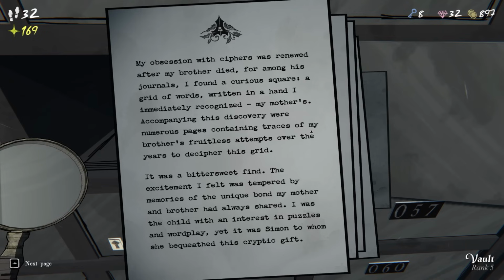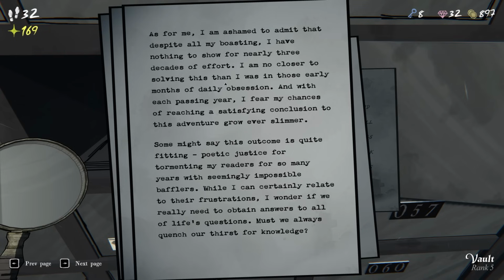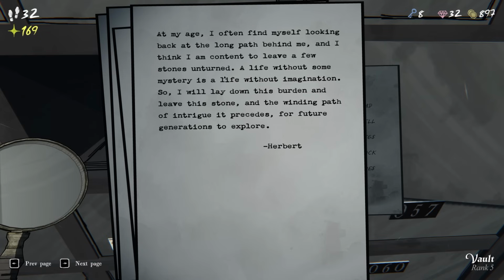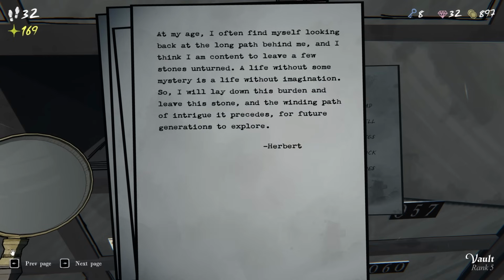Session with Cypress. My brother died. Okay, bittersweet find. Child of interest in wordplay. Letter written. Okay. Sorry, arrows.